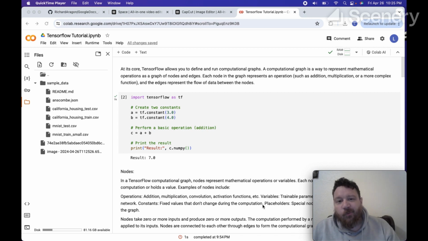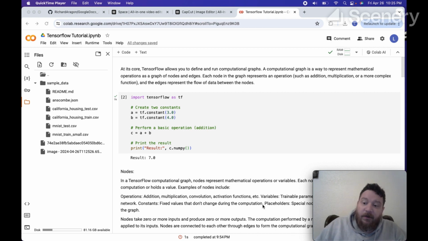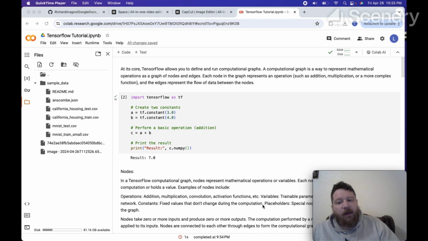Diving in, let's start off with exactly what TensorFlow is. At its core, TensorFlow allows you to define and run computational graphs. Computational graphs are going to be inherent, and you're going to hear it a lot and deal with it a lot when you're dealing with machine learning and AI. A lot of it boils down to essentially graphs, arrays, and graphical arrays.